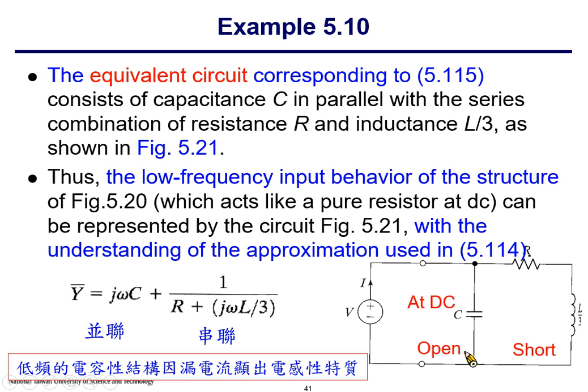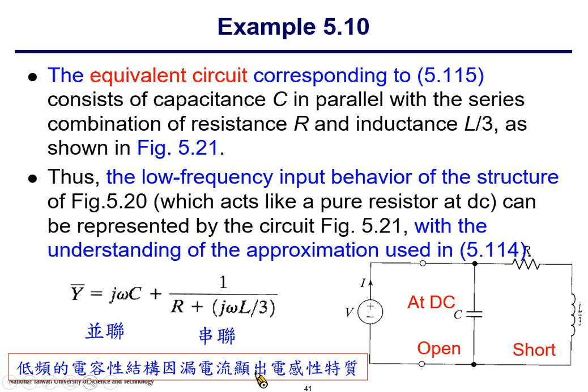Why? Because the inductive property is produced by the not so good conductivity within the structure, and because the current is not homogeneously distributed in this structure, the inductance of this structure is not as effective. It's only 1/3 effective for this structure.